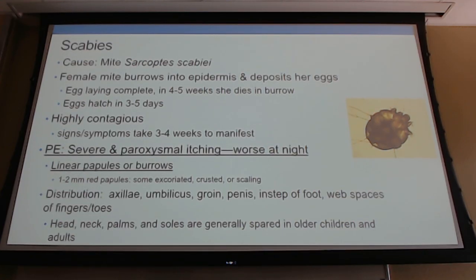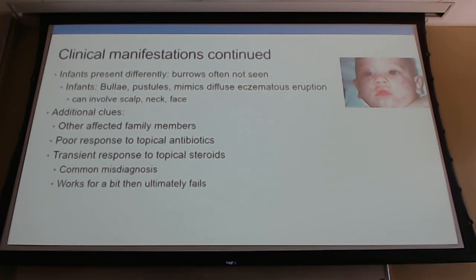These linear lesions, same things, loves to be anywhere where they can crawl in. The difference for this is, what about a baby? Babies get a different distribution. Whereas all of the older kids are going to be in those classic places, in the groins and fingers and anywhere where there's kind of a folding, not the babies. The babies are going to get it on the face, scalp, neck. They are not spared from that.